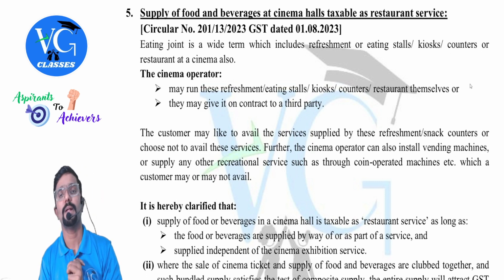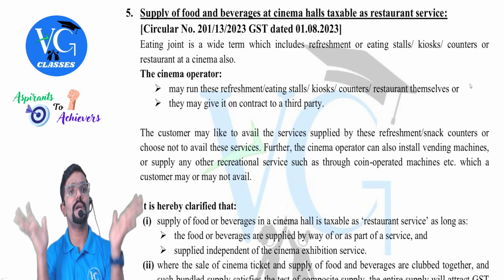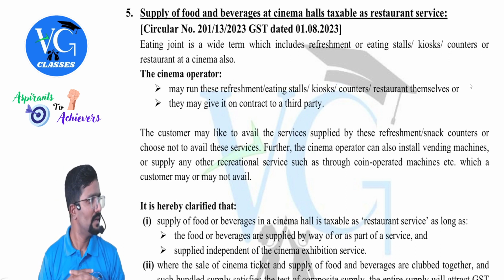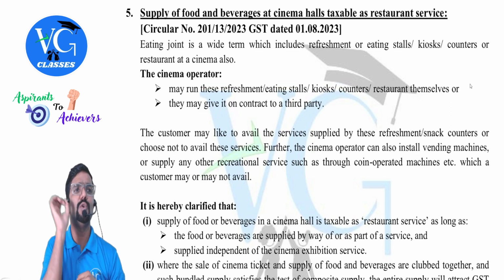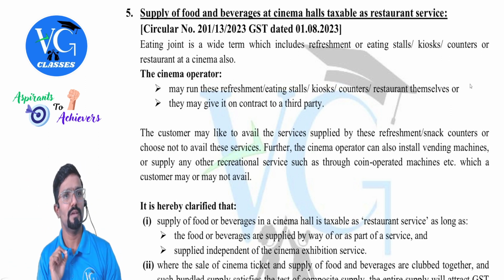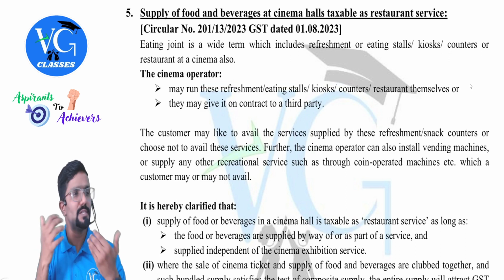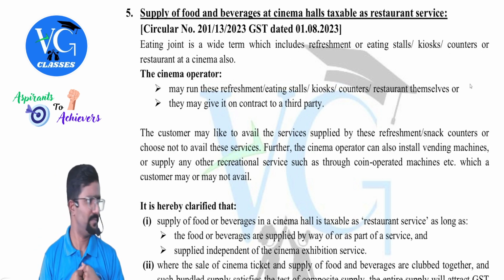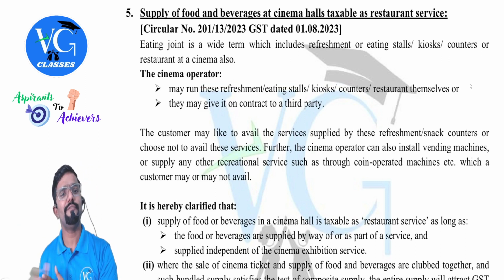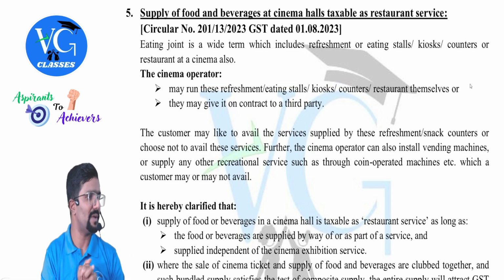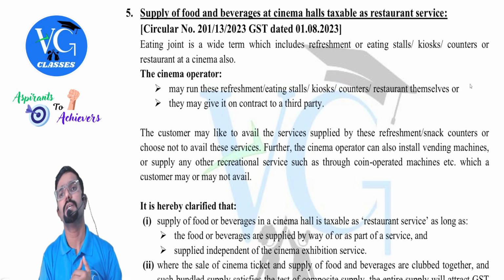Clear? But here they say, what if it is supplied for a single price? They're telling it is a composite supply. Now you tell me, as a person who wants to view a movie in a screen, do you expect this together? I don't think the majority expect it together. But still, a question has also been asked in the exam where they said it is a naturally bundled composite supply.